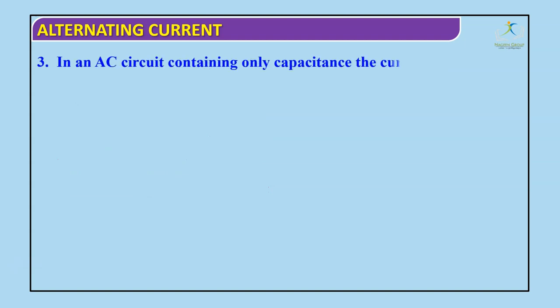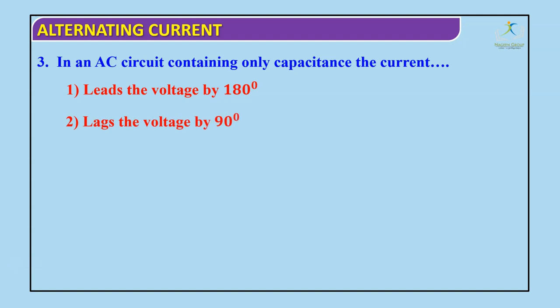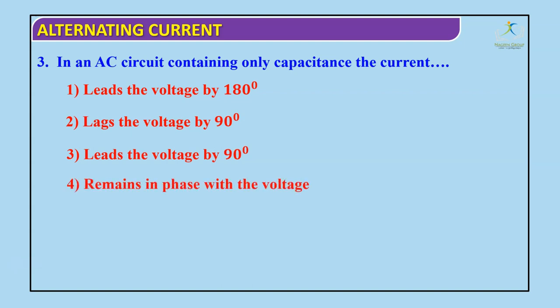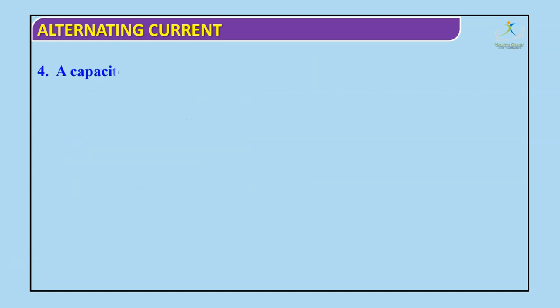Next question we have: in an AC circuit containing only capacitance, the current leads the voltage by 180 degrees, lags the voltage by 90 degrees, leads the voltage by 90 degrees, or remains the same with the voltage. The correct answer for this question is leads the voltage by 90 degrees. In an AC circuit containing only capacitance, the current leads the voltage by 90 degrees.